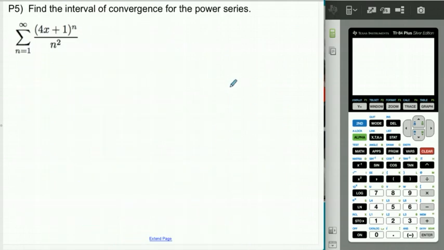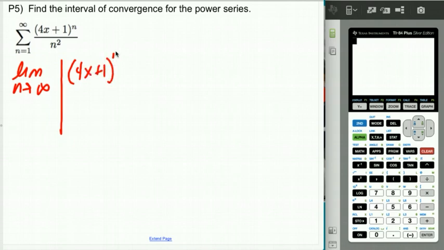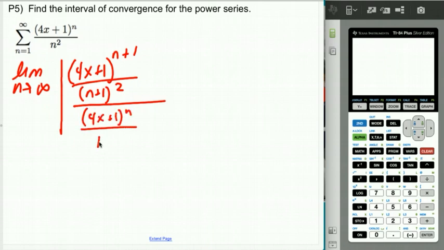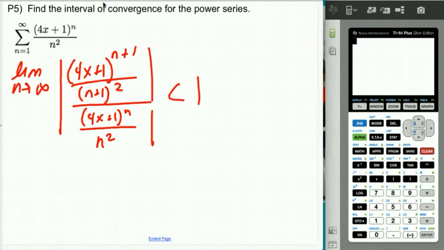Let's do one more. All right, so we're going to go ahead and set up our ratio test. The limit as n approaches infinity of, so when I plug in n plus 1, it's a 4x plus 1 to the n plus 1 over an n plus 1 quantity squared over a 4x plus 1 to the n over an n quantity squared. And I want that less than 1. Sorry that I'm always really bad at making that one bar go too far. This is the limit as n approaches infinity.